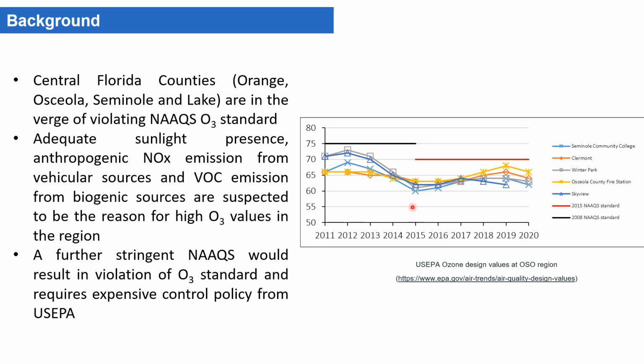From the regulatory monitoring stations of Central Florida, it can be seen that the ozone design value in this region is on the verge of violating the national standard. If a standard violation happens in the future, an expensive control policy will be imposed from the federal government to the local government. It is suspected that NOx emission from vehicular sources, VOC emission mostly from biogenic sources, and adequate presence of sunlight are responsible for high ozone design values in this region.